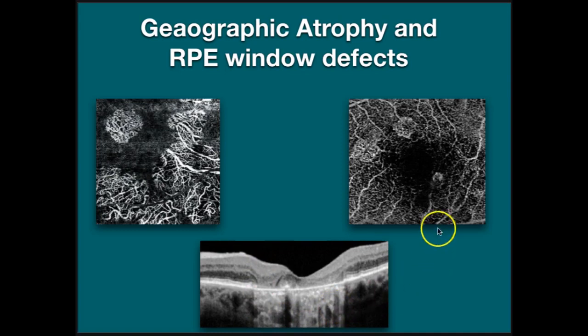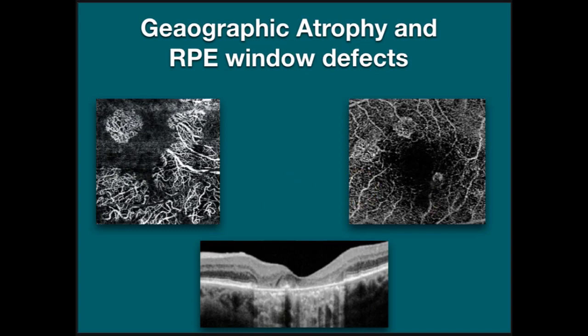So to an untrained eye, you may look at this image and say, okay, there's a choroidal neovascular membrane here and here and here. And what about here? We can see all of this neovascularization. But they're actually not neovascularization, they're actually RPE window defects. So we're getting much more OCT signal going down to the choroid through those areas of geographic atrophy. And if you're only looking at angiography, you may make a mistake and think that there's actually neovascularization there.